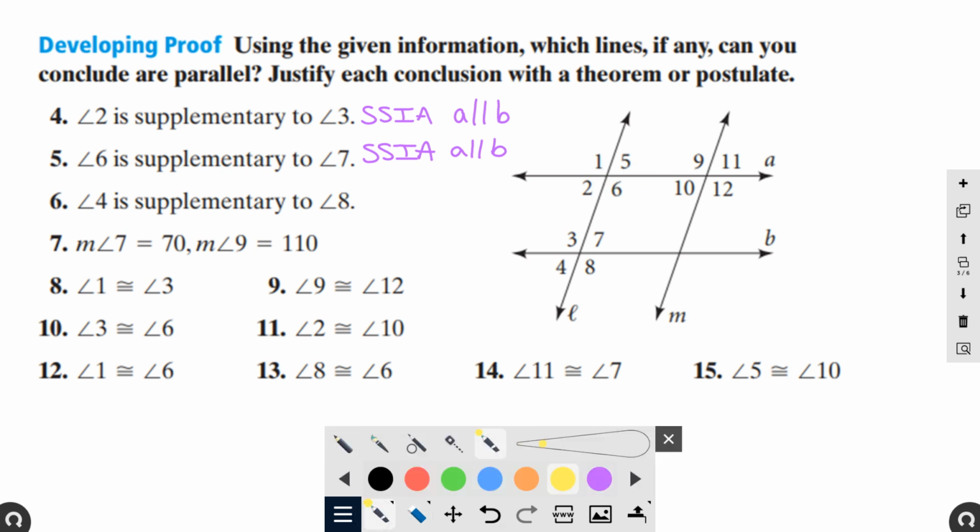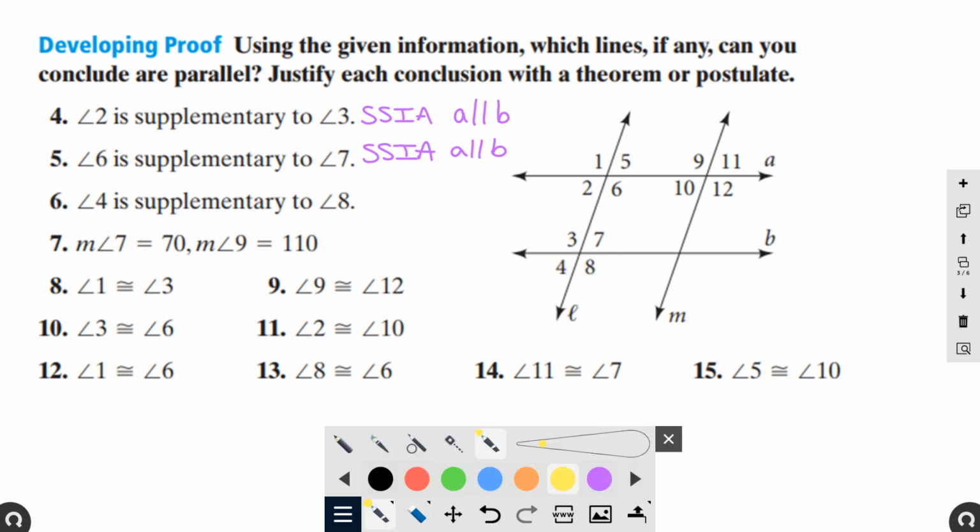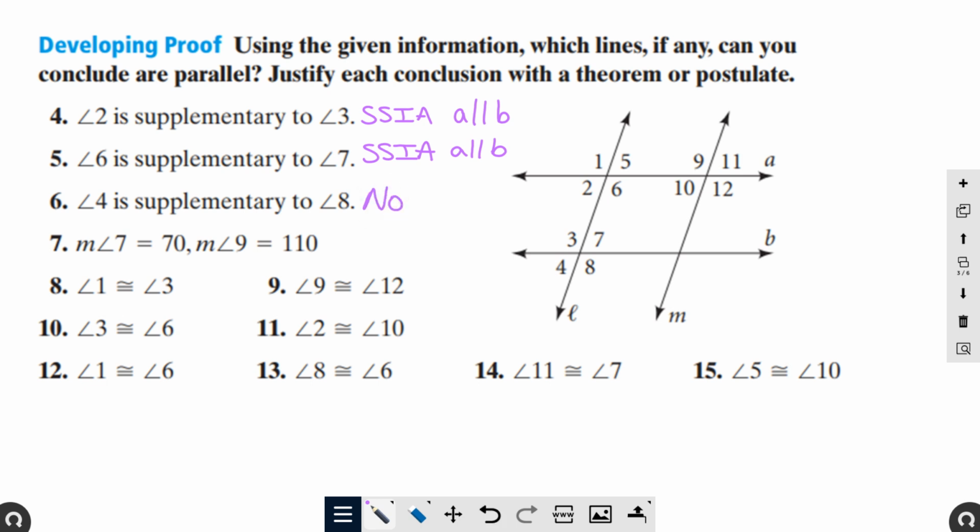Okay, our next one talks about supplementary again, angle 4 and angle 8. What do you know about 4 and 8? They're not same side interior. They're just a linear pair. They are supplementary, but does that prove lines are parallel? No. Remember, that's the question. Are the lines parallel? If they're side by side like that, it does not prove lines are parallel. You say no, and that's it.